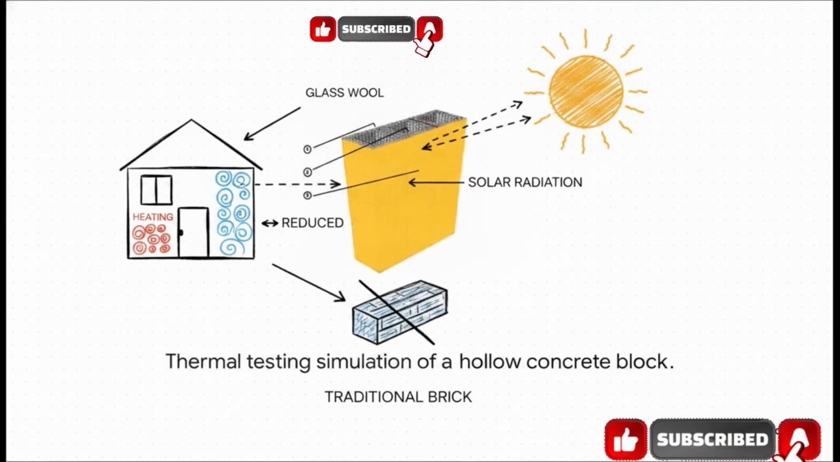And one of those incredible alternatives is the hollow concrete block. When you run a thermal testing simulation on these, you immediately notice the air pockets or cavities inside the block itself. When solar radiation hits the outer face, those air pockets actually act as a buffer. They provide this excellent thermal insulation, which drastically reduces the energy needed to heat and cool a building. I mean, it's a massive upgrade from just a solid traditional brick.